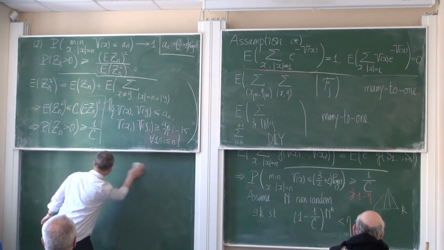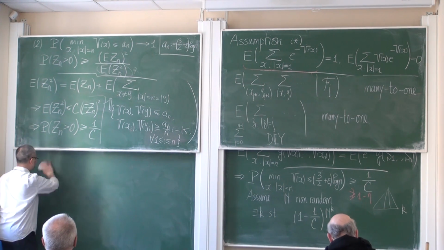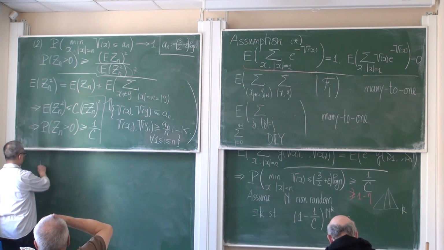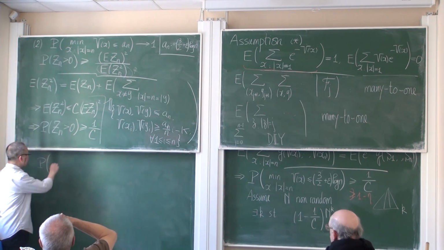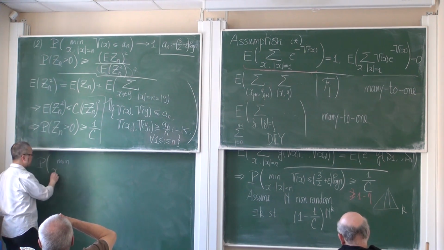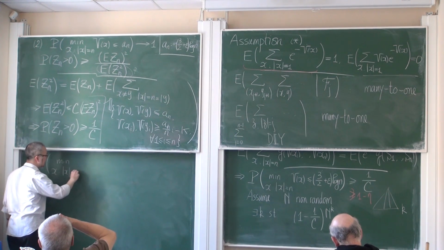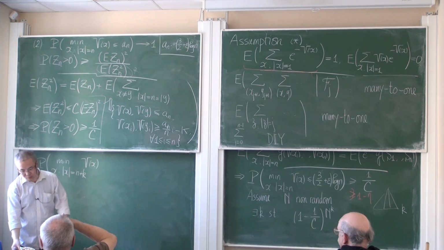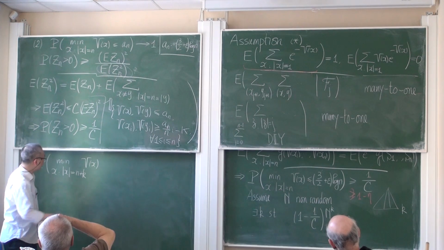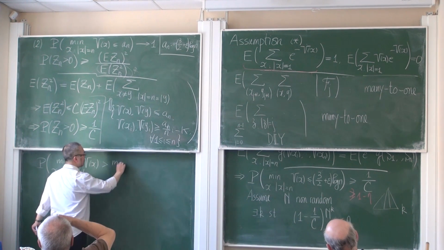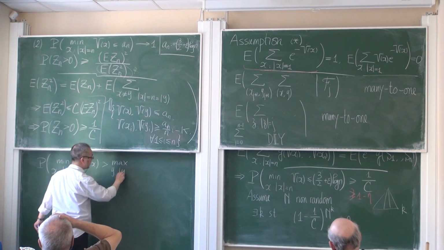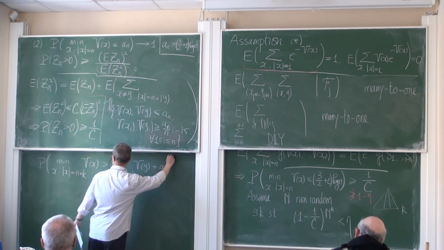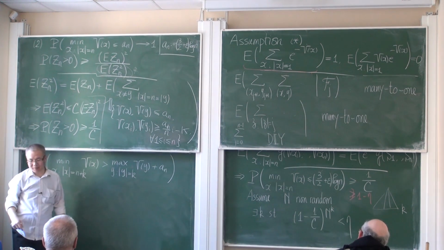And I'm not surprised if you have already used this kind of argument yourself in your own problems. So if I look at the probability that the minimum position in the generation n plus k is greater than the maximum position at generation k plus a_n, where a_n is (3/2 plus epsilon) times log n.